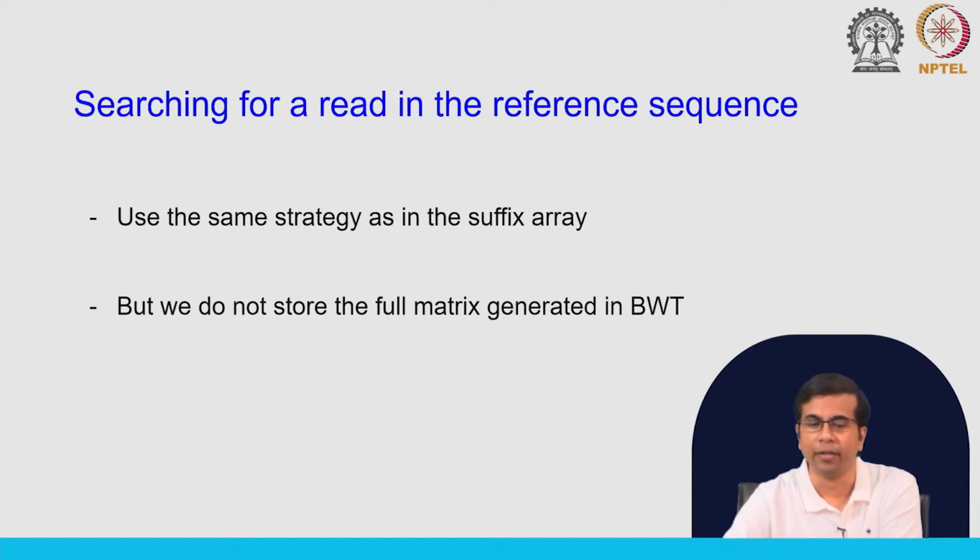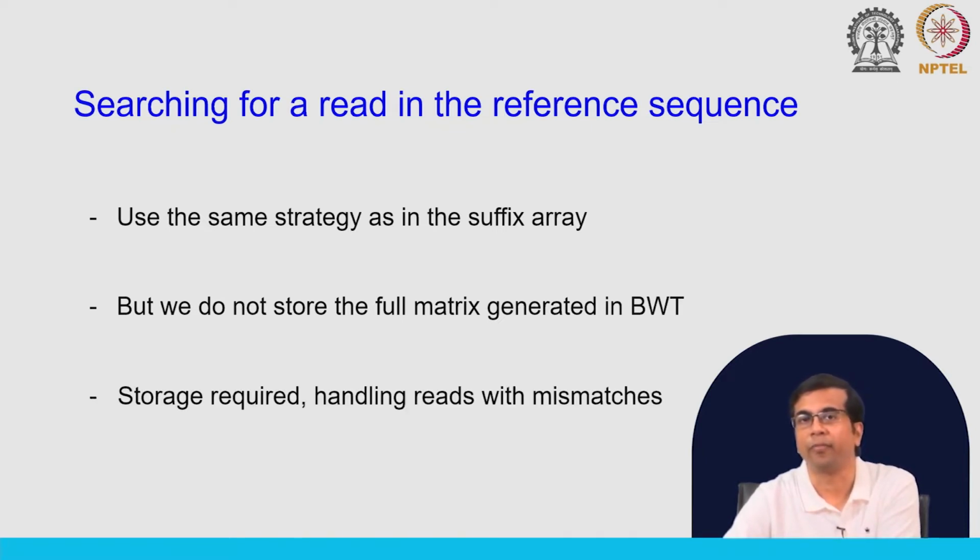Okay. So, we need to think about alternative strategies. If you go with suffix array, then of course, it will defeat the purpose. We will require again a lot of storage. Again, suffix array has a problem: you cannot map reads with mismatches, etc. So, we will suffer from the same problem if we just go ahead with this suffix array search method.